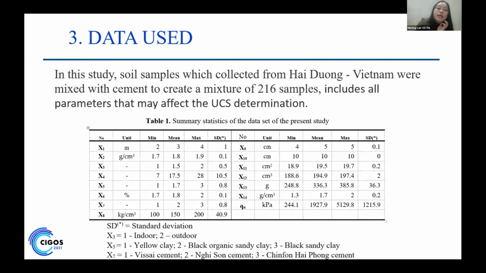Part 3. Data used. In this study, soil samples collected from Hải Dương, Vietnam were mixed with cement to create a mixture of 216 samples, including all parameters that may affect the UCS determination. Table 1. Summary statistics of the dataset of the present study.